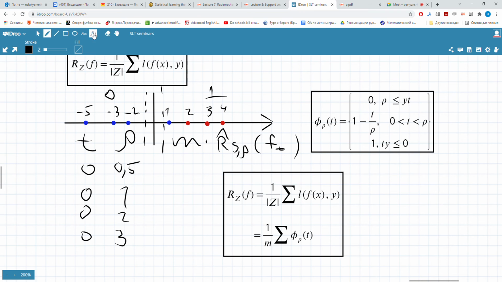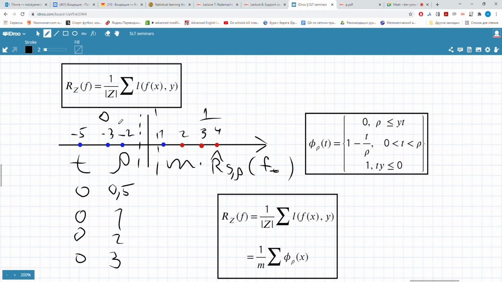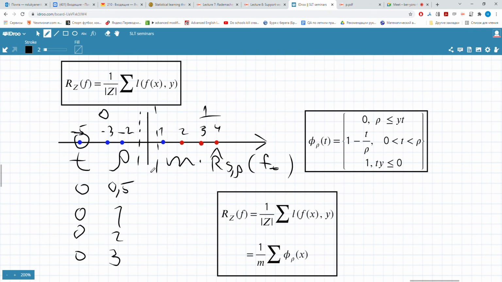I'm not sure. It looks like we need to use x here. So we're correct. Yes, we're correct. What will we get when we compute the sum for this element? In this case, we can see the value of the function phi. What will we have? We know that this element is located far from the margin and it's classified correctly, so we will get 0. Okay or not okay? Okay.